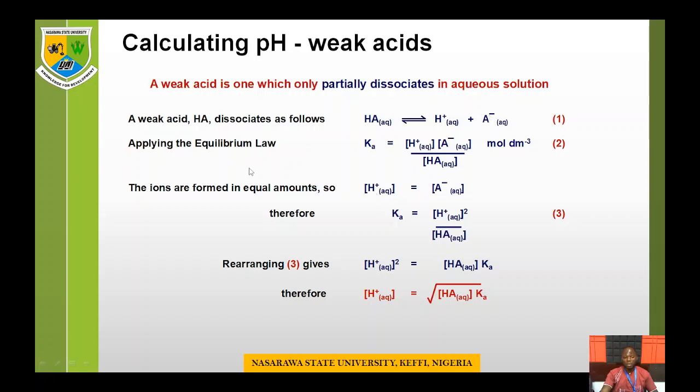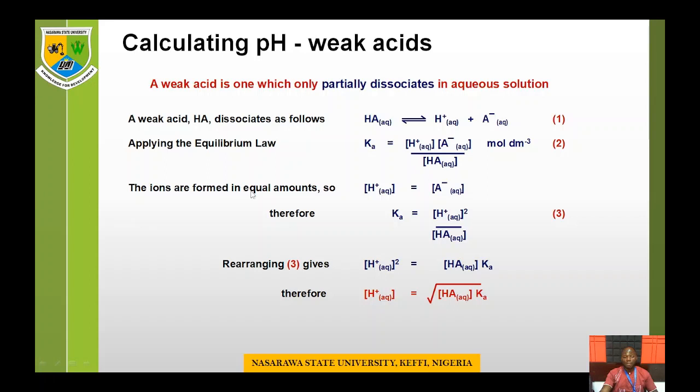So applying the equilibrium law, that will give us an equilibrium constant of the acid, that is Ka. Ka stands for the equilibrium constant of the acid, and it equals the hydrogen ion concentration in aqueous form multiplied by the concentration of A minus, divided by HA, and the unit is moles per dm cube.